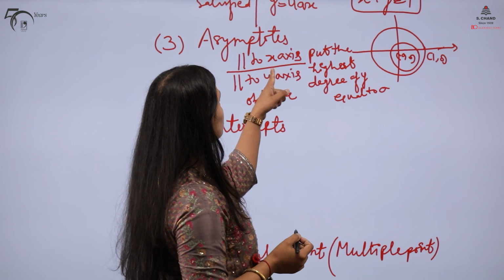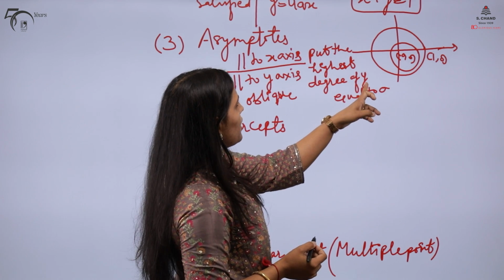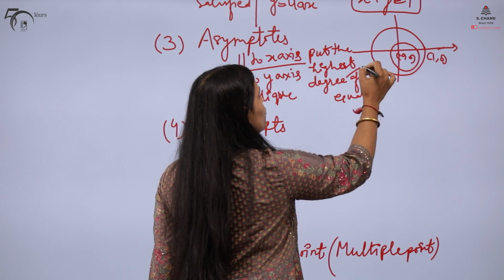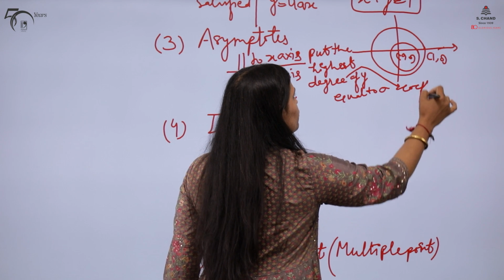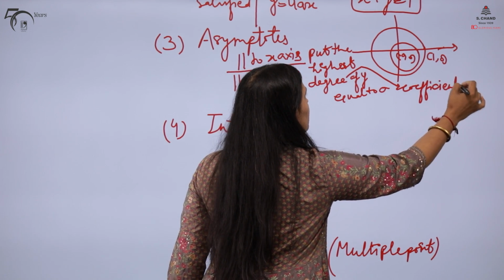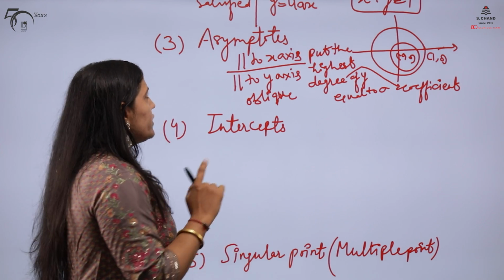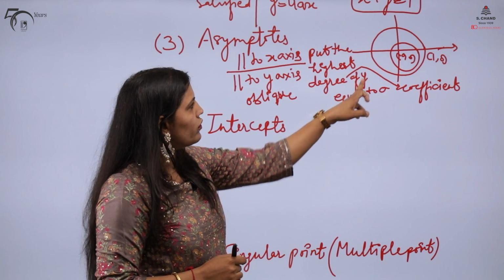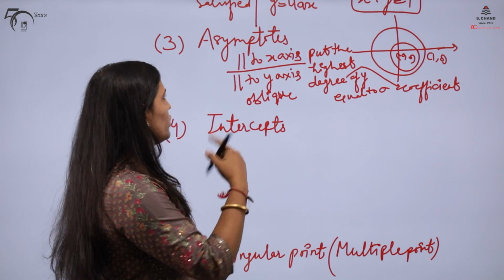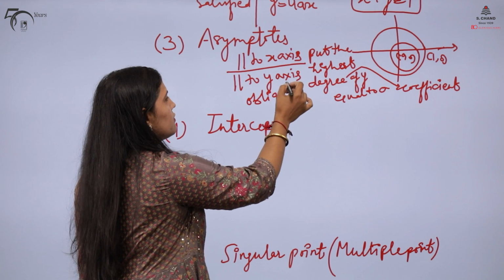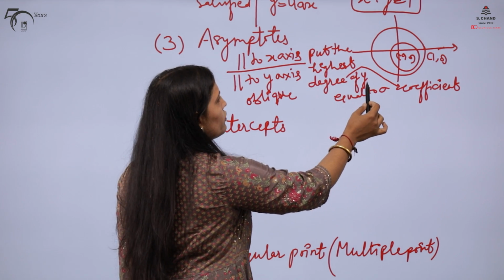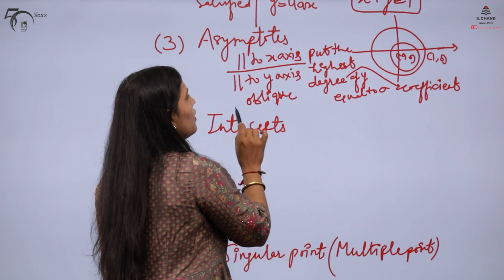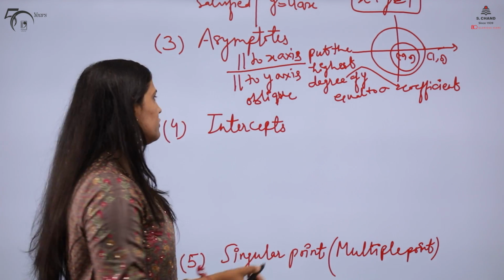If you are calculating with respect to the x-axis, I should take the highest degree coefficient, because you equate the coefficient to 0. Parallel to the x-axis asymptote: put the highest degree coefficient of y equal to 0, and you will get the asymptote parallel to the x-axis. Same thing you can do for the y-axis. Put the highest degree coefficient of x equal to 0, and you will get the asymptote parallel to the y-axis. For oblique asymptotes, please refer to lecture 7.